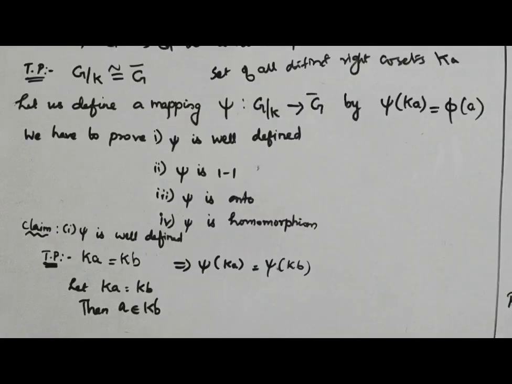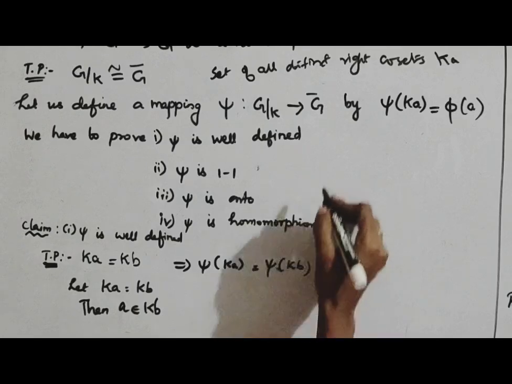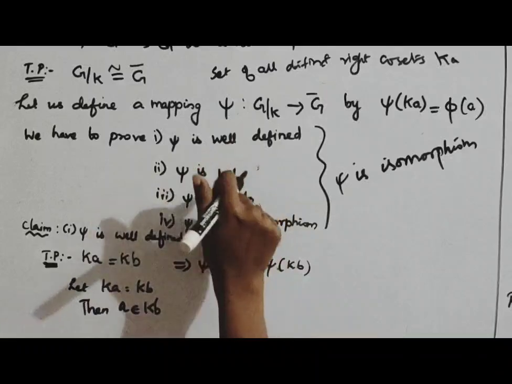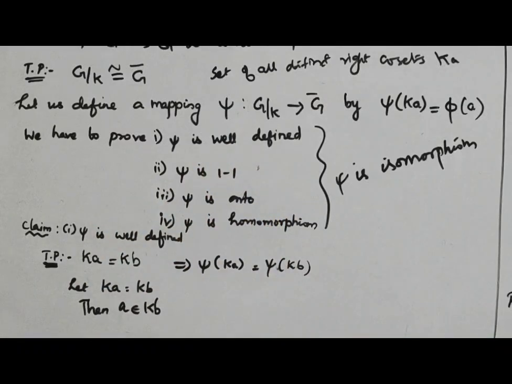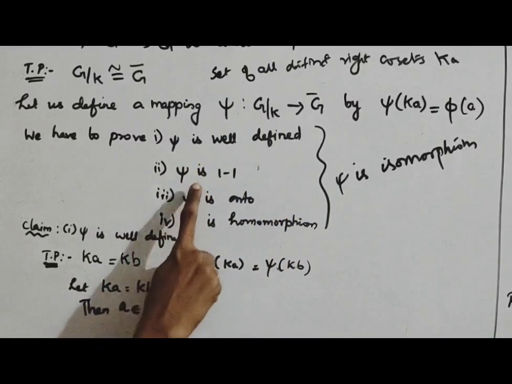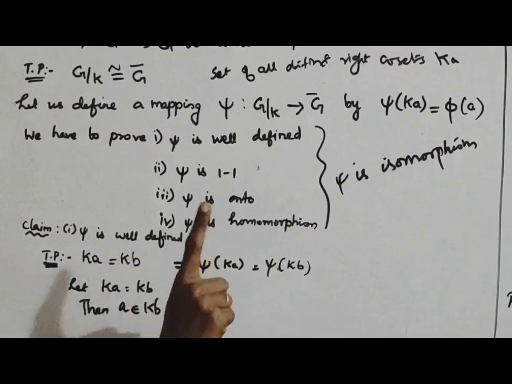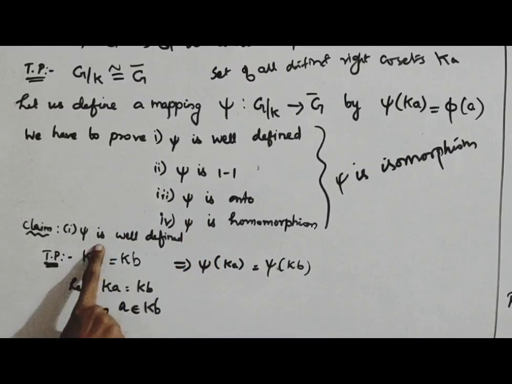You have to prove that this psi is an isomorphism. For that, you have to prove the four conditions. That is, first one, psi is well defined, psi is 1 to 1, psi is onto, and psi is a homomorphism. First claim, psi is well defined.